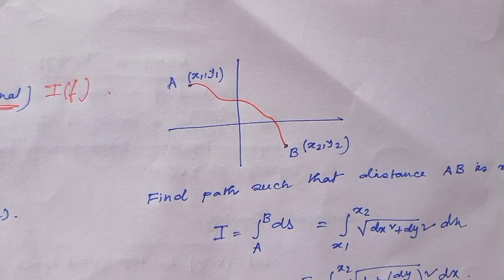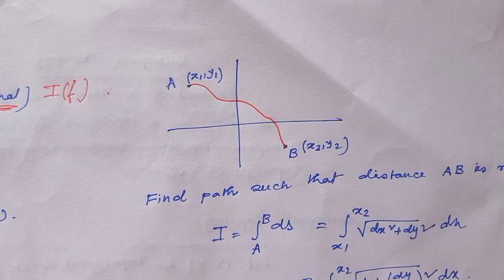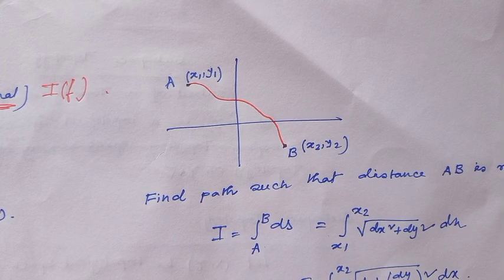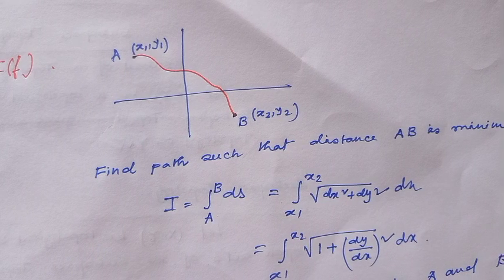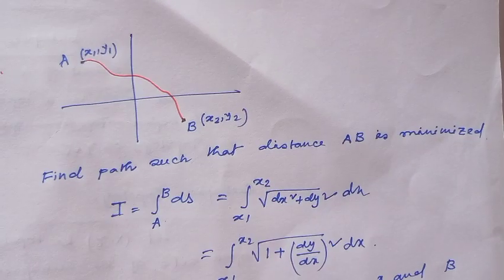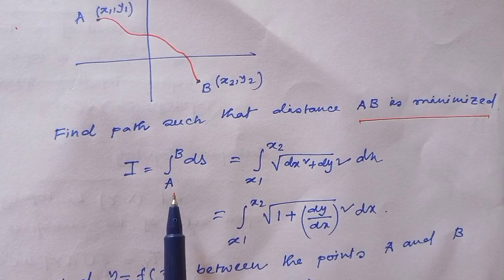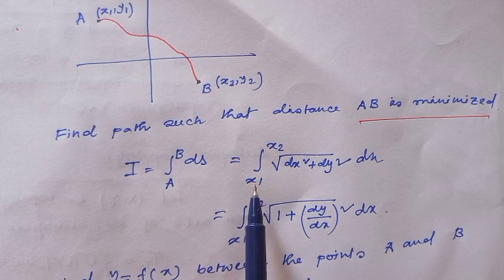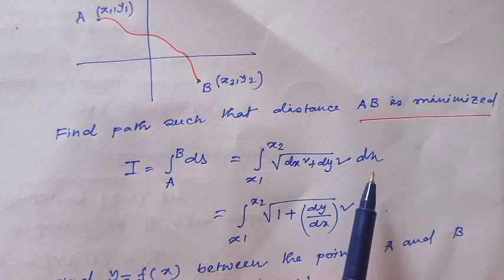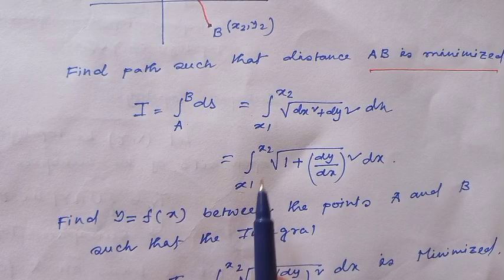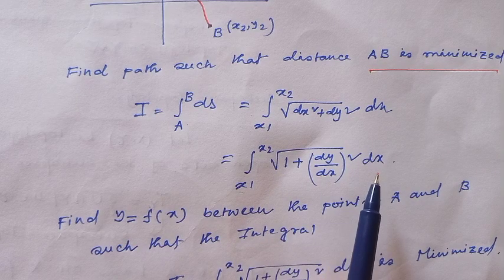Calculus of variations. Consider the xy plane, and in the xy plane consider the points A equal to x1 y1 and B equal to x2 y2. Then find a path such that the distance AB is minimized. That means I equals integration A to B ds, which equals integration x1 to x2 square root of dx square plus dy square times dx, which equals integration x1 to x2 square root of 1 plus dy dx whole square times dx.